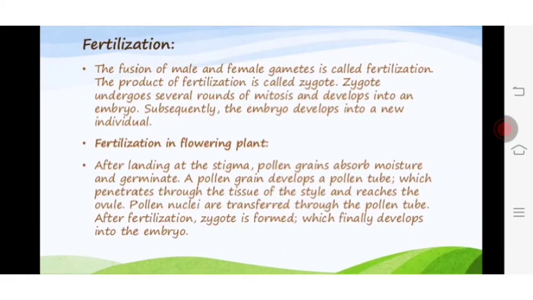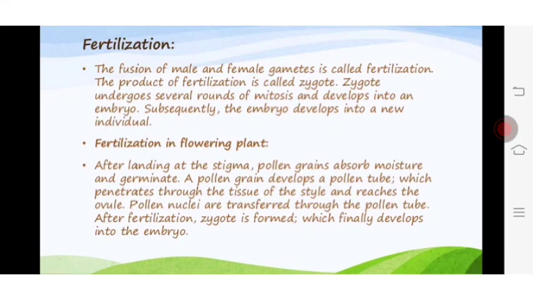So what is fertilization? The fusion of male and female gametes is called fertilization. The product of fertilization is called zygote. Zygote undergoes several rounds of mitosis and develops into an embryo. Subsequently, the embryo develops into a new individual.